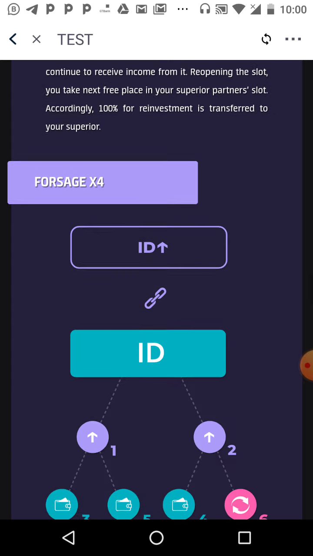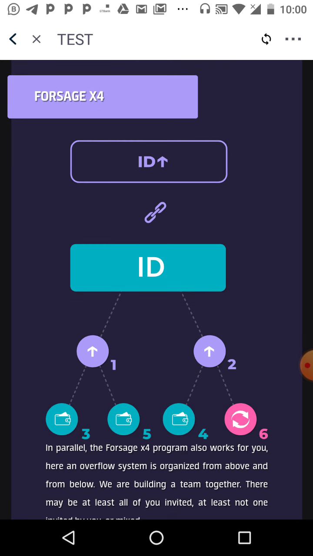Okay, so let's talk about X4. Now, the X4 program has a similarity with the X3, but in this case, X4 has more slots. That shows that you can earn more money. In X3, you earn in 2 slots, while the third one goes to your upline. In X4, you earn in 3 slots, and the other 3 slots go to your upline to reinvest you back into the system.